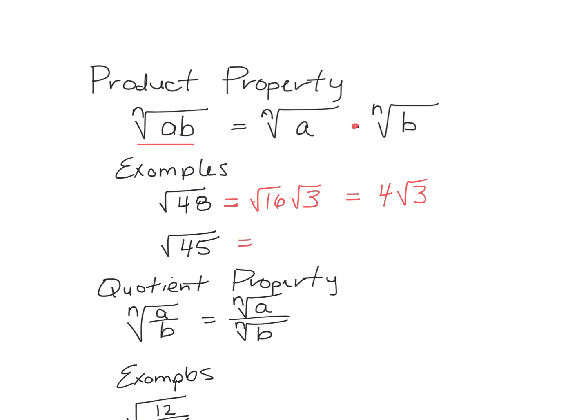Square root of 45, 9 goes in there. I could break that up as root 9 times root 5, and then my final simplified answer would be 3 root 5.